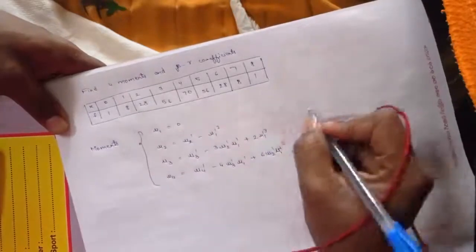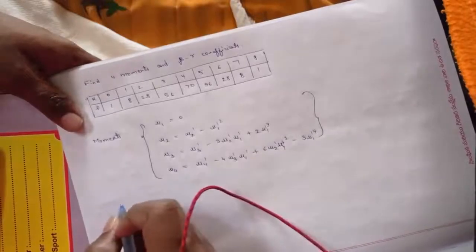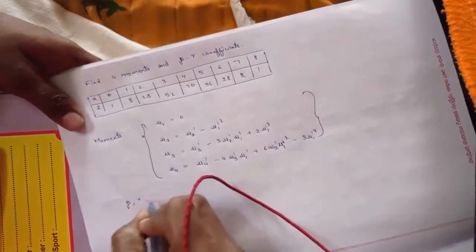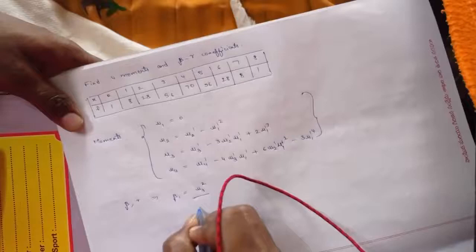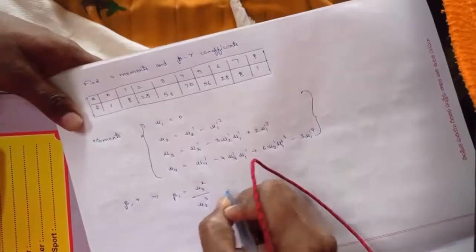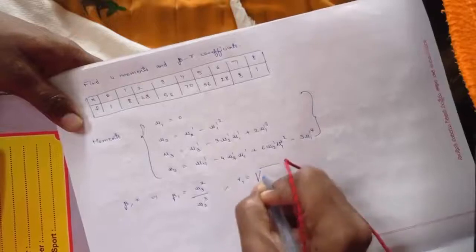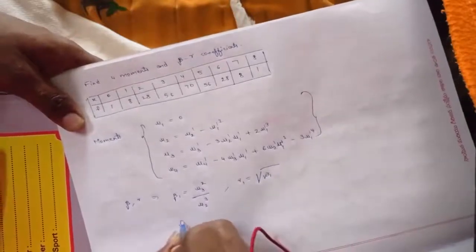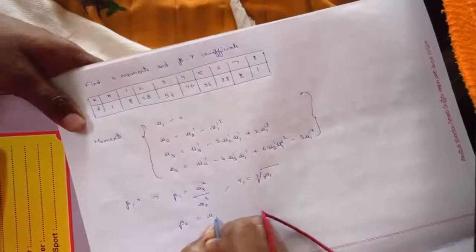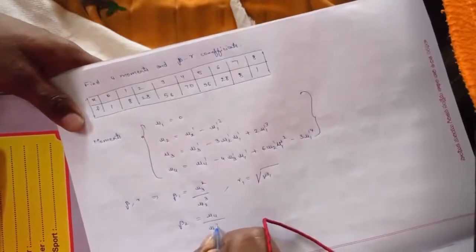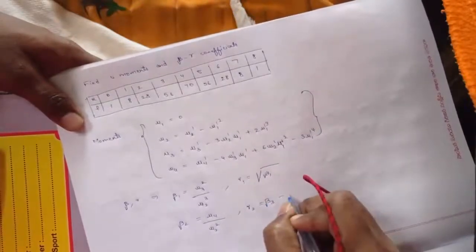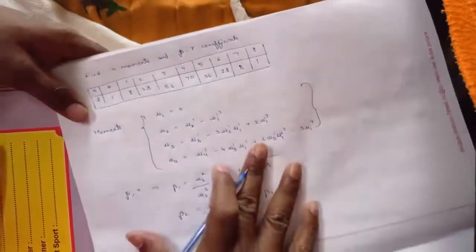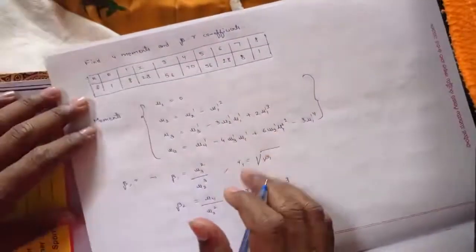So these are the four moments we have to find, and we should also find the Pearson beta and gamma coefficients. So beta 1 is equal to mu3 square by mu2 cube, and gamma 1 is equal to root of beta 1, and beta 2 is equal to mu4 by mu2 square. Gamma 2 is equal to beta 2 minus 3. So these are the formulas we need to find the solution for the given problem.